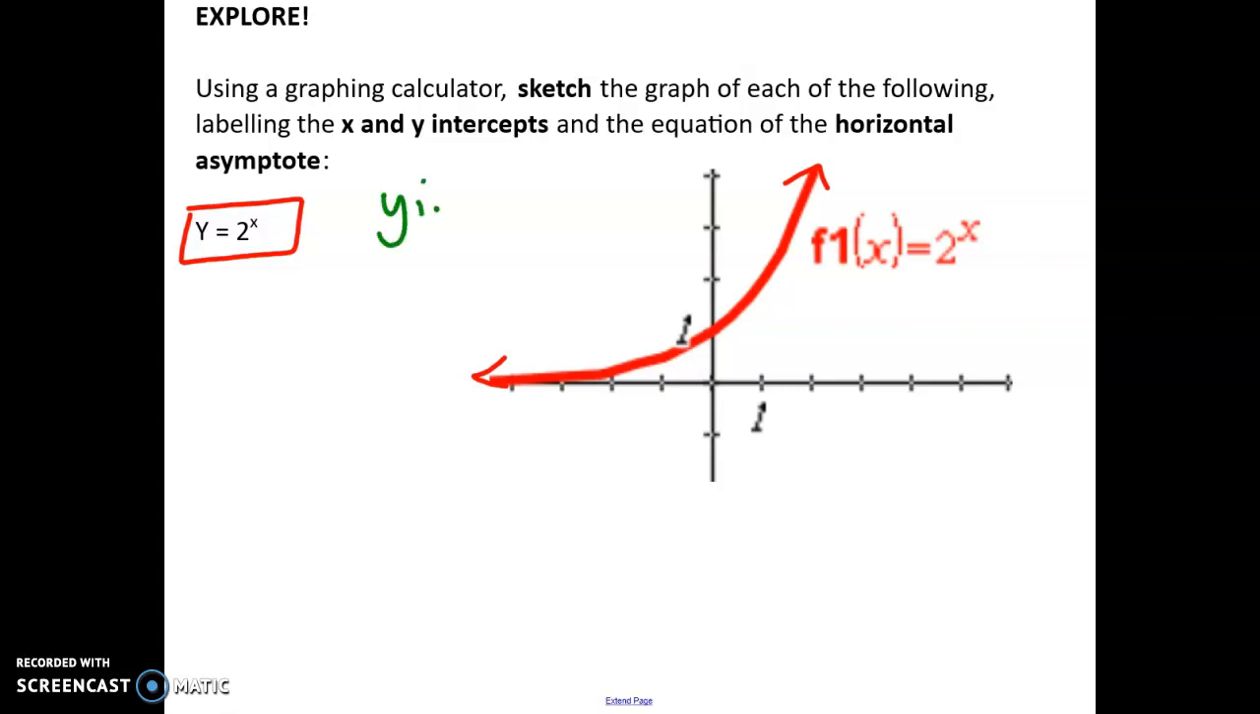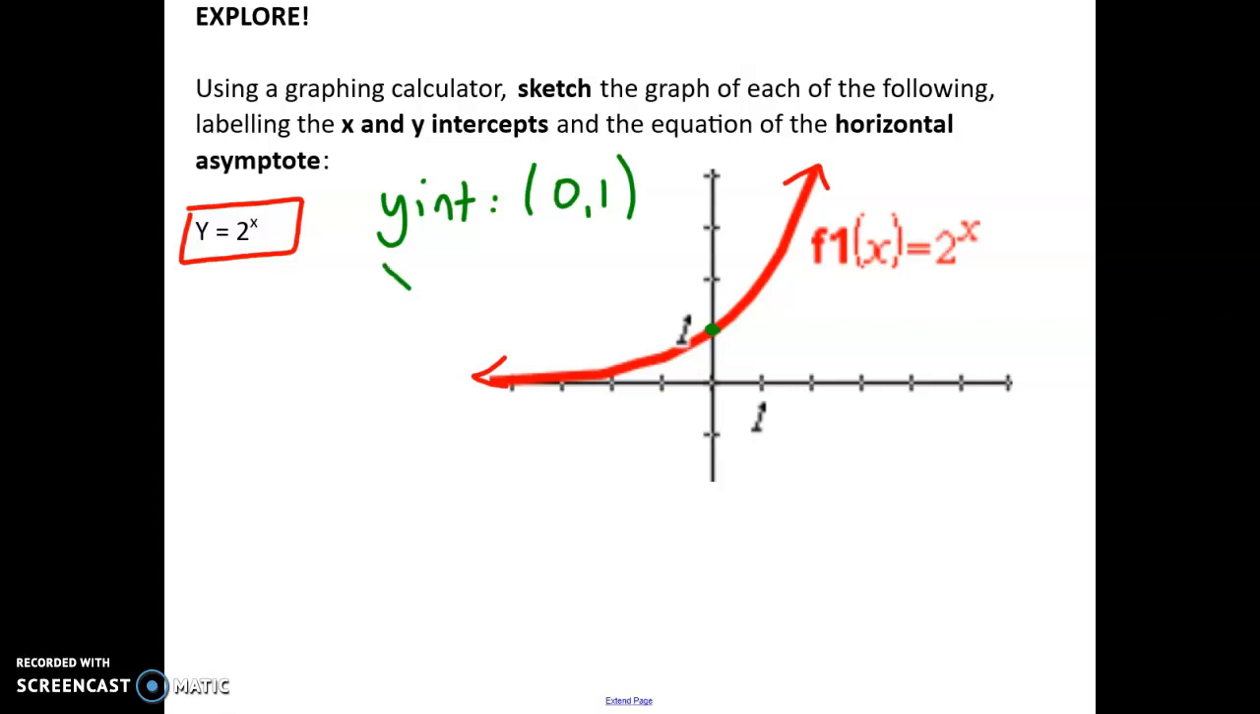So let's start with the y-intercept. Take a look at your graphs. Where does the graph hit the y-axis? At 1. So the y-intercept is at 1. And remember that if we were doing that as a coordinate, we'd write it as (0, 1). The y value is 1.